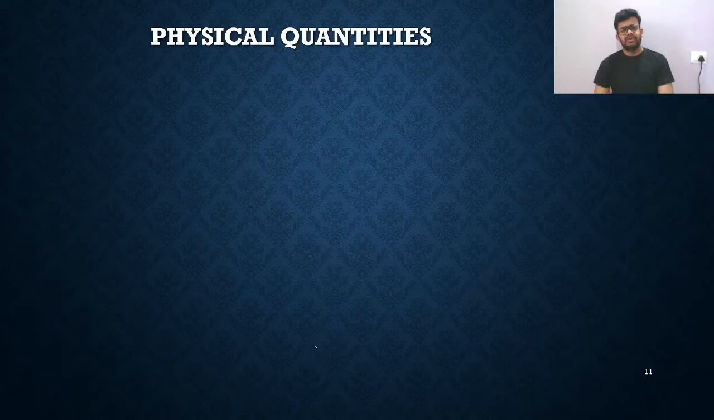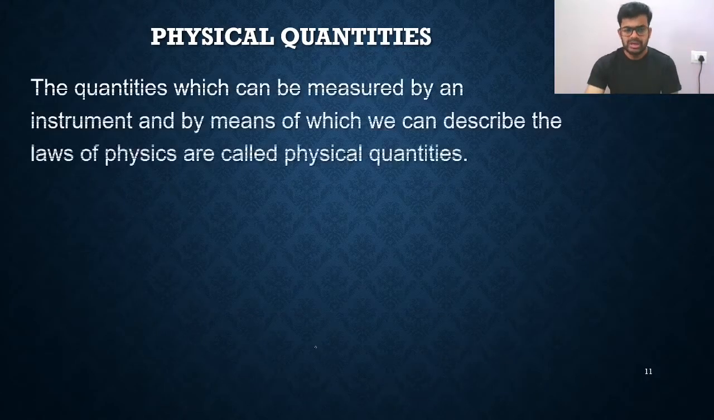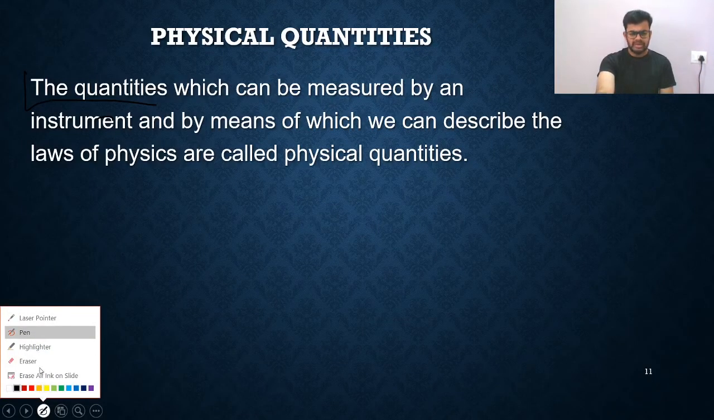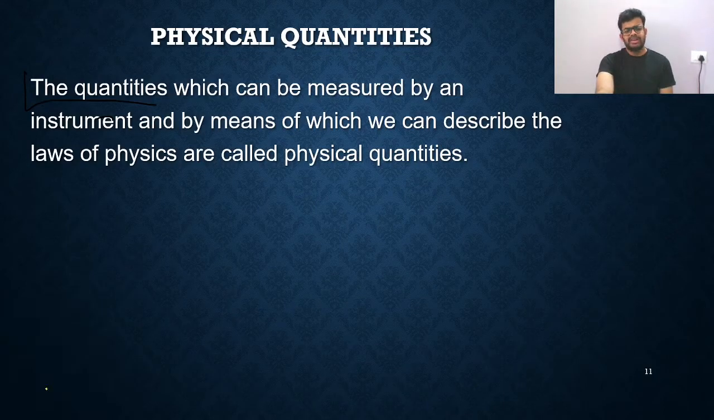So let us start with the physical quantities, because whatever units and dimension we are going to write, those are for physical quantities only. At first, what is the meaning of physical quantity? Simply speaking, any quantity which can be measured in physics is called a physical quantity. I will not waste much time on the definition. The quantities which can be measured by an instrument, or by means of which we can describe the laws of physics, are called physical quantities. Are you getting? So simply speaking, using some instrument or device, or by the laws of physics, some quantities can be derived. Those are called physical quantities.